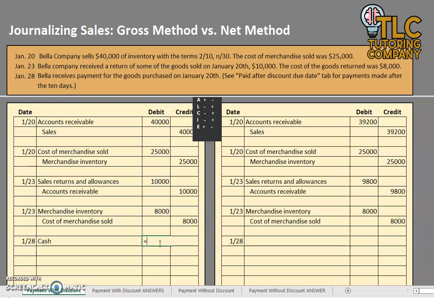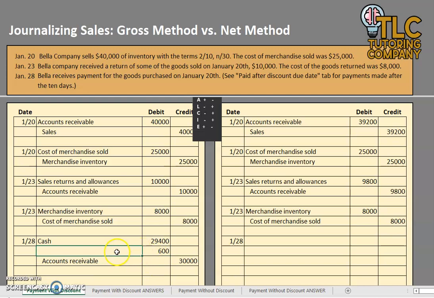So let's take that 30,000 and let's go ahead and decrease it by the amount of their discount. And we find that they're actually only going to be receiving $29,400. Now this presents a bit of a problem under the gross method. Because if we take a look at our accounts receivable account, we debited it for $40,000 and then we credited it for $10,000. So our accounts receivable account actually has a $30,000 balance. So we have a little bit of an issue here. We are going to have to plug the missing $600 here.